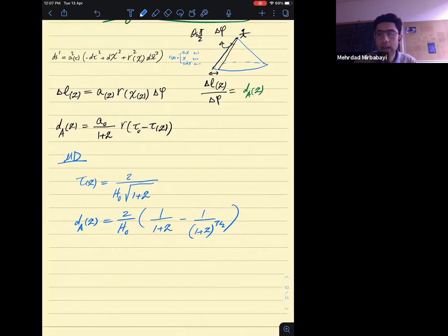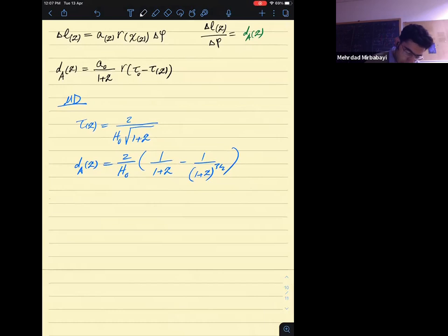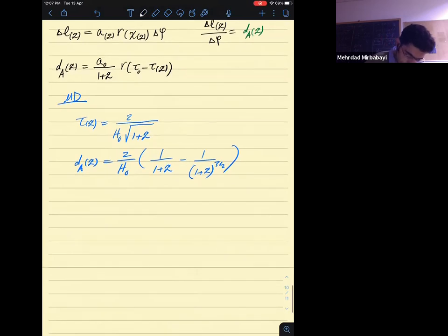So here I asked this slightly different question, right? I fixed the angle and asked what is the physical distance, instead of fixing the physical distance and asking what is the angle. Of course, these two are closely related to each other. So this angular diameter distance has an interesting behavior in matter-dominated cosmology.